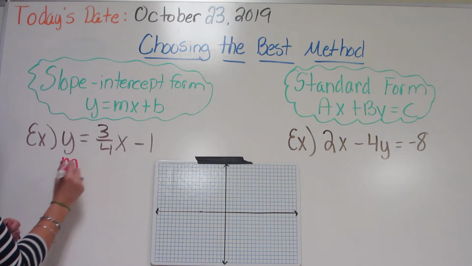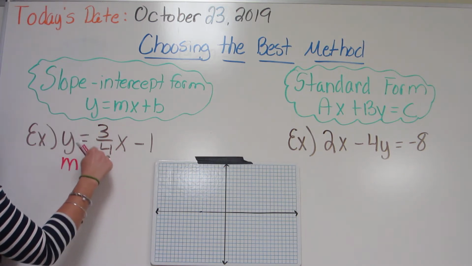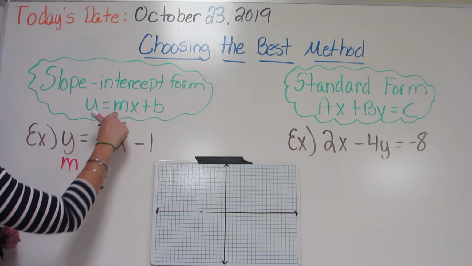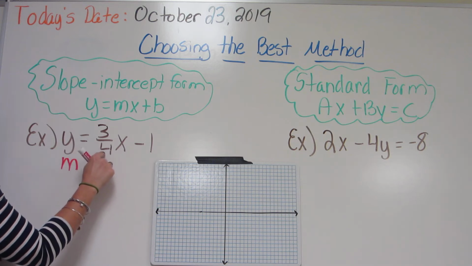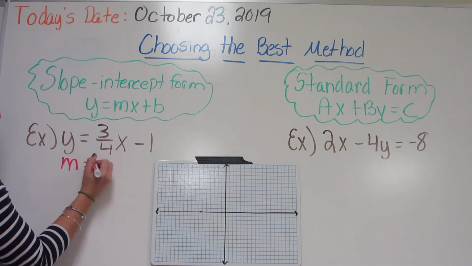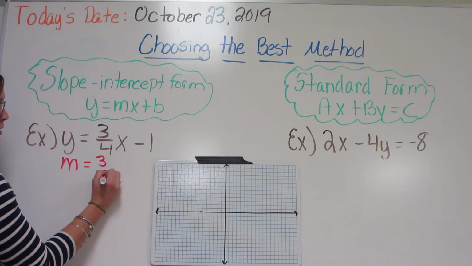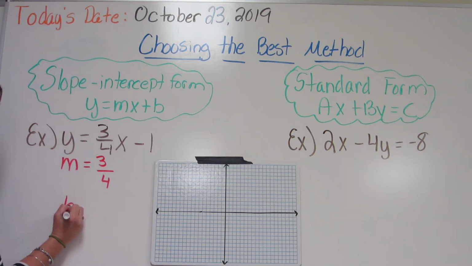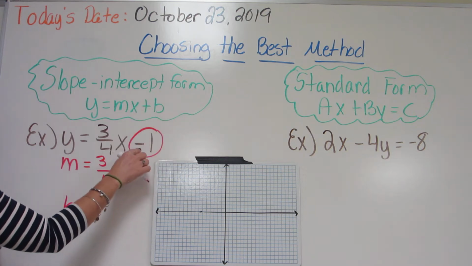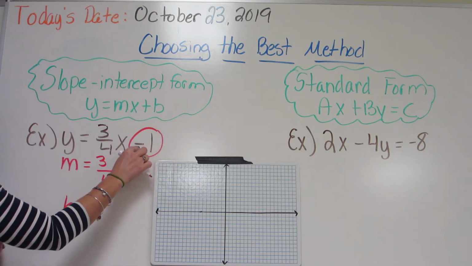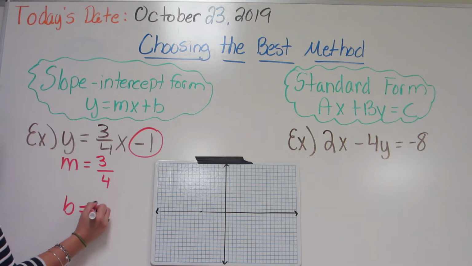Your m, which is our variable for slope, is the number that comes in front of x, the coefficient. So your m is 3/4, and your b is the other number in the problem, your constant, and your sign does come with it. So your b is -1.